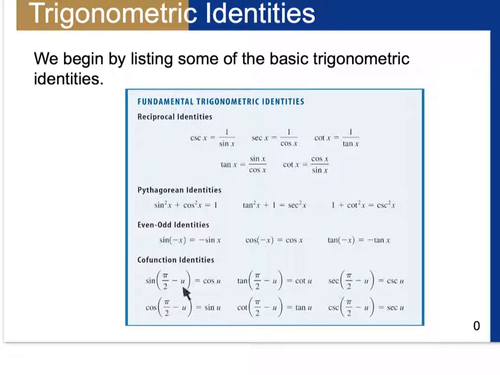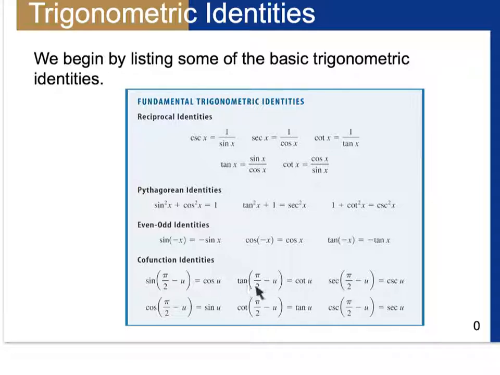Now, it's done in this fashion with the pi over 2 first and then the angle because it applies to the cofunction. So if I go from sine to cosine or cosine to sine, or tangent to cotangent or cotangent to tangent, or secant to cosecant or cosecant to secant, these are the cofunctions. It's like its counterpart. Whenever you take sine of pi over 2 minus the angle, you get cosine of the angle. And same with cosine. Whenever you take cosine of pi over 2 minus the angle, you get sine. And that works with tangent as well.